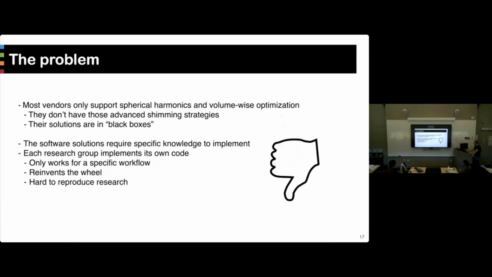And this is all great, but the problem is most vendors only support spherical harmonics, and they only support volume-wise shimming. So they don't have those advanced strategies that I've talked about. And the strategies that they do have, which is volume shim, are stuck in black boxes. So that's annoying if you want to know what they're doing and how they're doing it. The software solutions require specific knowledge to implement if you want to do it on your own. Each research group implements its own code, which only works for a specific workflow. It reinvents the wheel if you're doing it at different sites, and it's hard to reproduce.